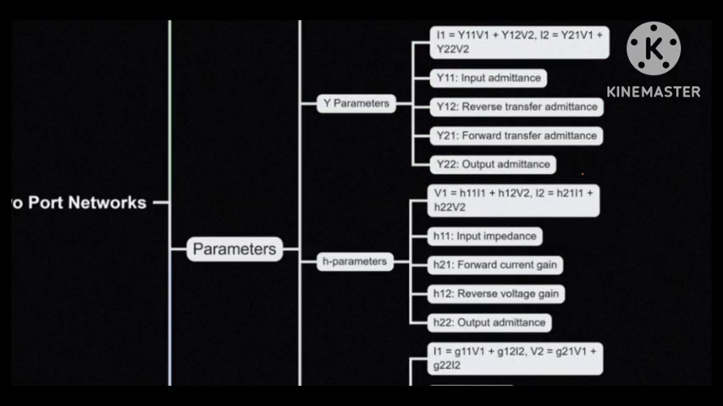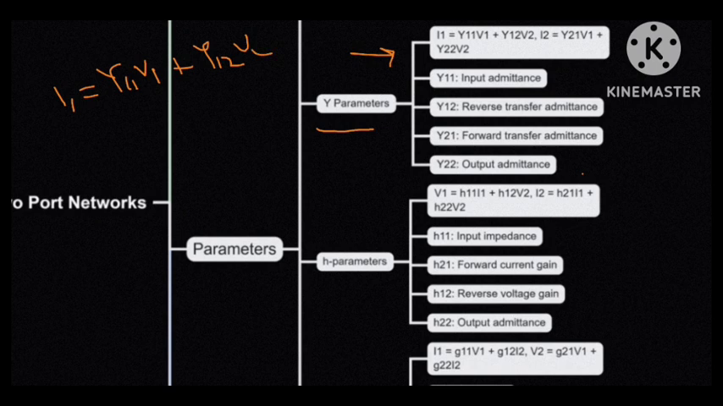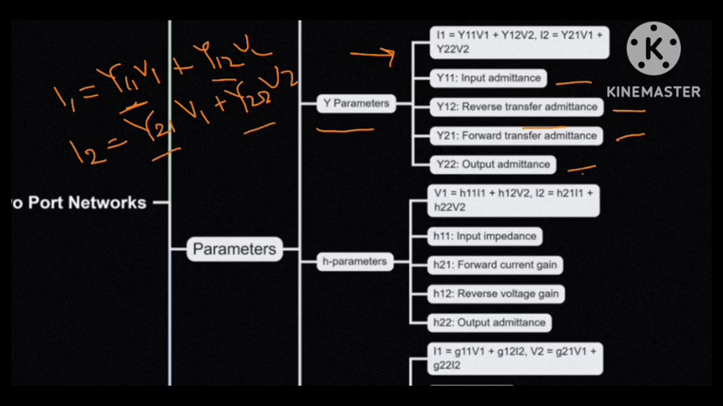Now next is the Y parameter. The Y parameter formula is given as I1 is equal to Y11 V1 plus Y12 V2. I2 is equal to Y21 V1 plus Y22 V2, where Y11 is known as the input admittance, Y12 is a reverse transfer admittance, Y21 is a forward transfer admittance and Y22 is the output admittance.